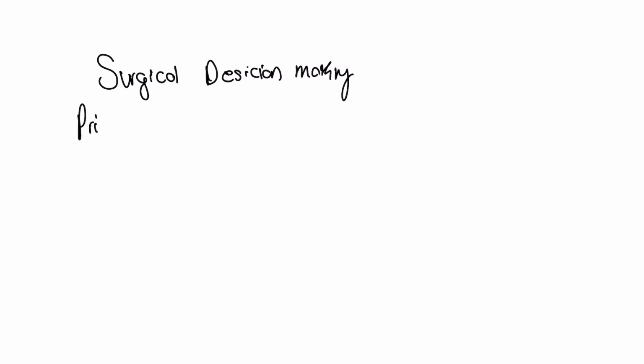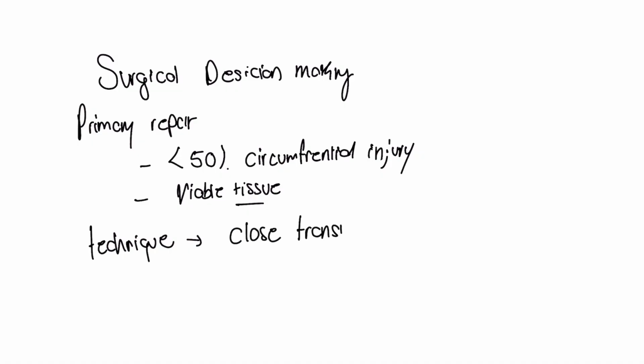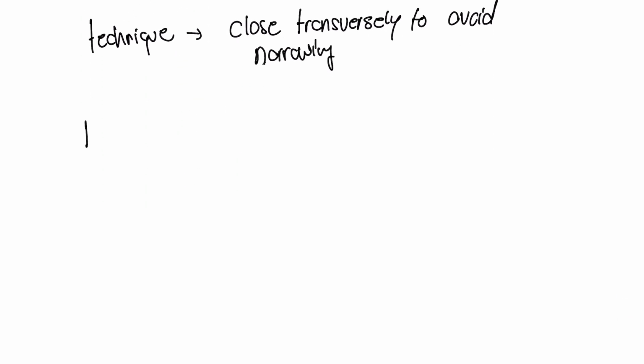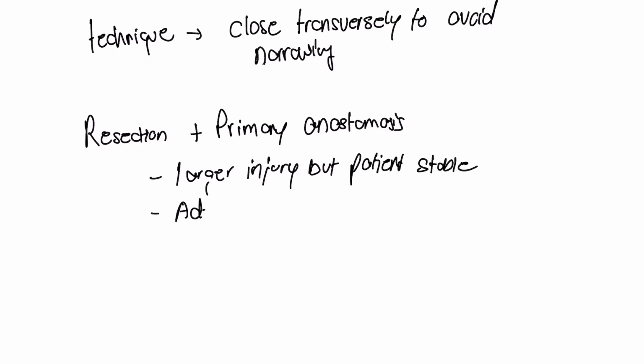Surgical decision-making. This is the high yield that you need to remember for all your life. Primary repair: you do this when there is colon or rectal injury involving less than 50% of the circumference and there's viable tissue. The technique you want to remember is to close these transversely to avoid narrowing. Consider resection and primary anastomosis for larger injuries but still a stable patient, and there's adequate perfusion, meaning they're not on pressors, they're not hemodynamically unstable, and so forth.